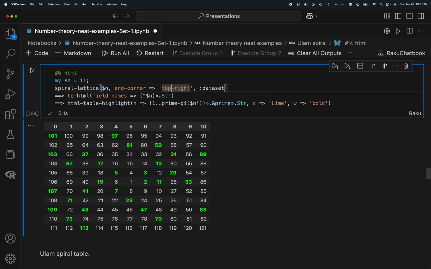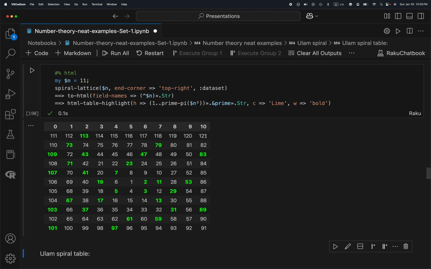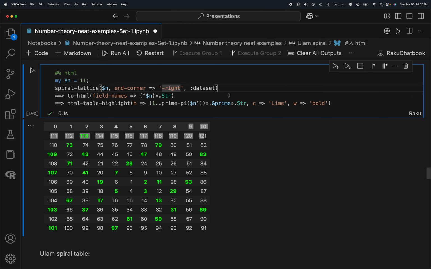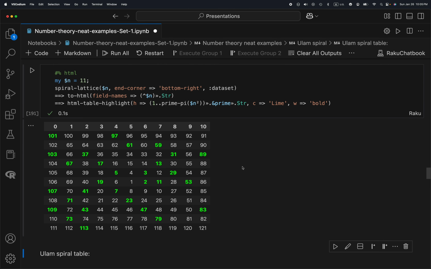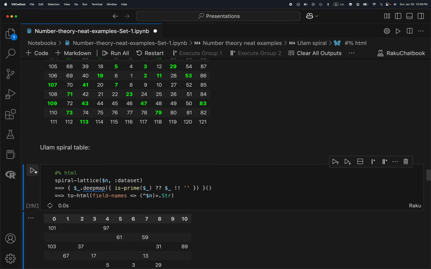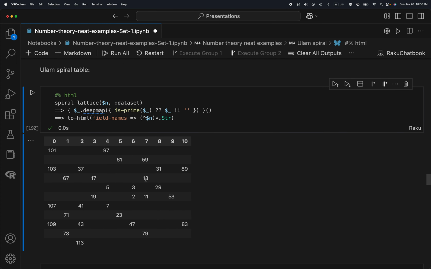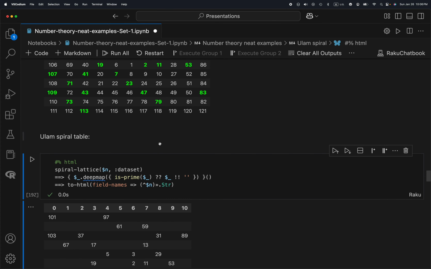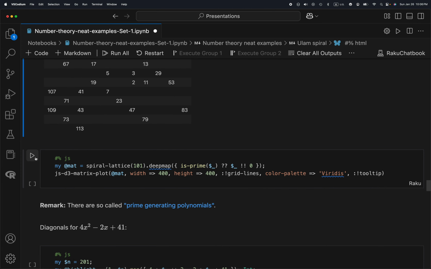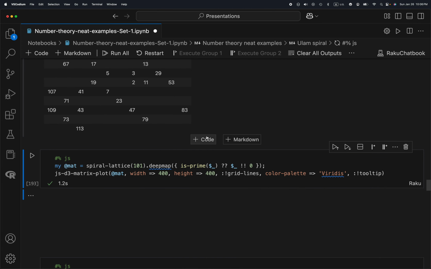If I say top right, for example, it can finish here, but let's return it. This is the spiral finishing in the bottom right. That's the normal way the spiral is being plotted. All right, so let's actually just plot the primes, not the marking, but just the primes, which is actually how the Ulam spiral is supposed to look like, and then we can make the corresponding plots.